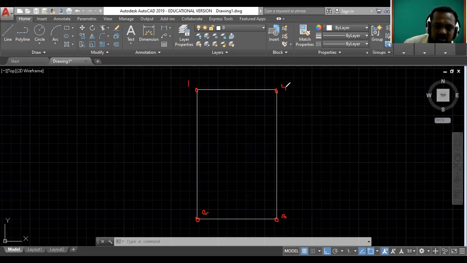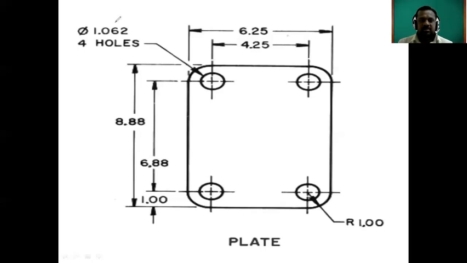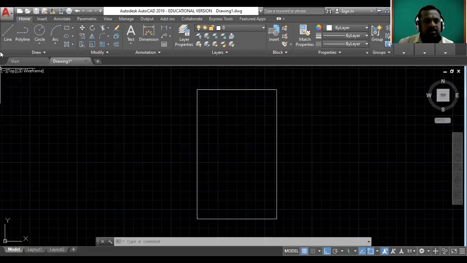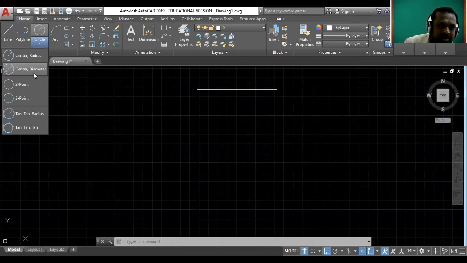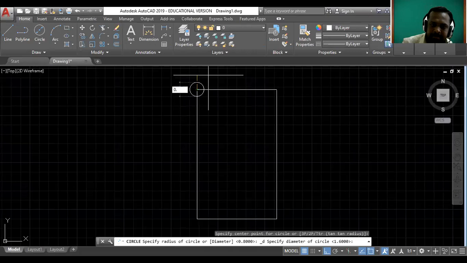And what is the radius or diameter of that circle? 1.062. See here, they have given the diameter of that four circle, 1.062. Then make a click on circle, then diameter. Draw the first circle at this point. 1.062. Okay. Enter. Escape.